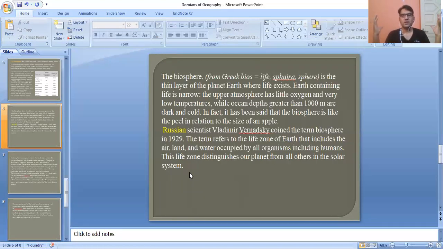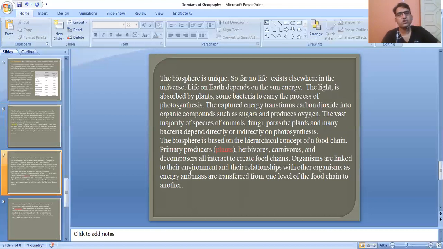As you all know, the Earth is the only planet or place in the solar system where life is existing. Similarly, the biosphere only exists on the Earth. It is not found anywhere else, because the rest of the zones or spheres, the domains, support life here. So the biosphere is unique, as I told you before, because it's not found in any other part of the solar system. So far, no life exists elsewhere in the universe.